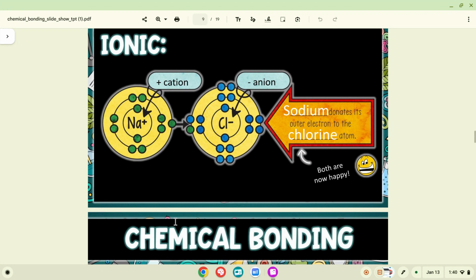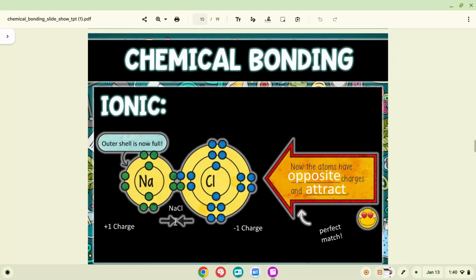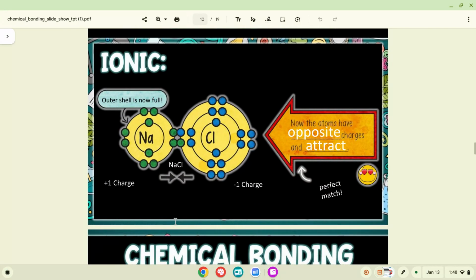And even these little arrows, they are there on your doodle notes. So that needs to be totally filled in. Sodium is the donor. Donate means to give away. And chlorine takes that electron. Okay. Now both of them have a full outer shell. The Na has a +1 charge and the Cl has a -1 charge. Okay. So now they have opposite charges, and that makes them attract to each other stronger.